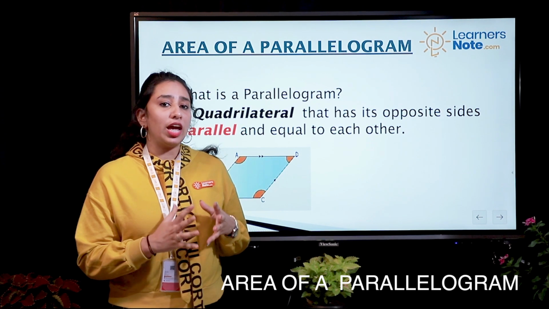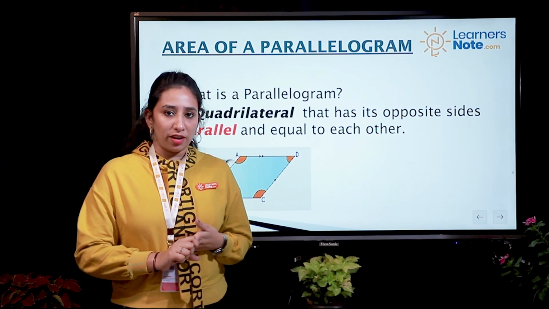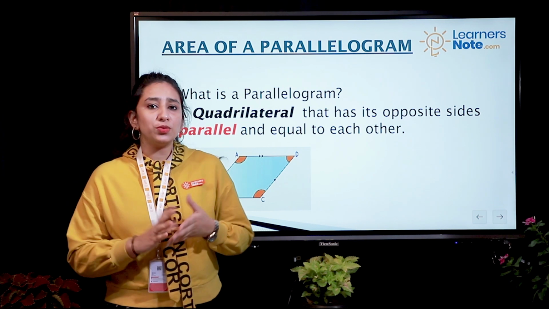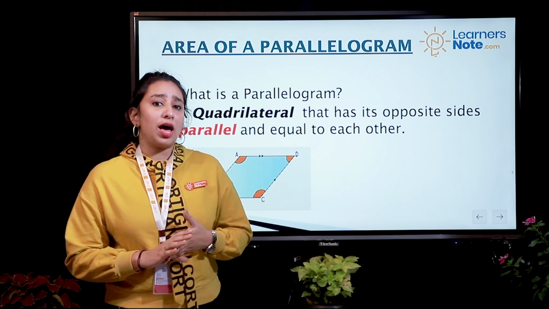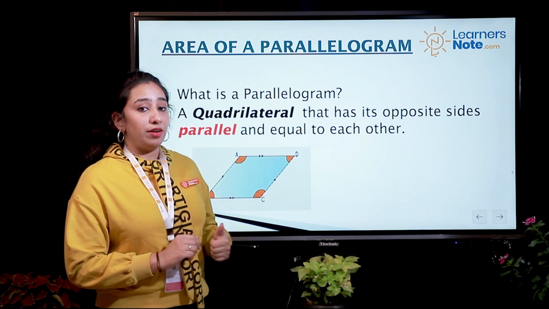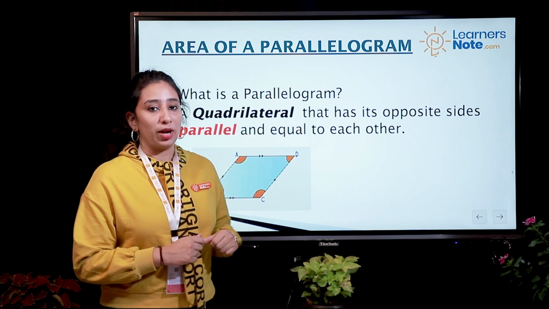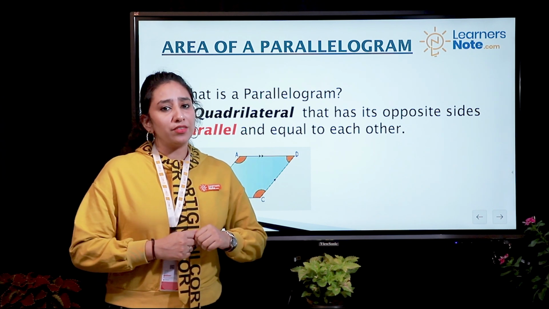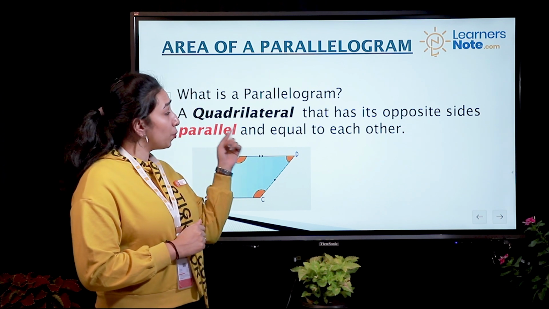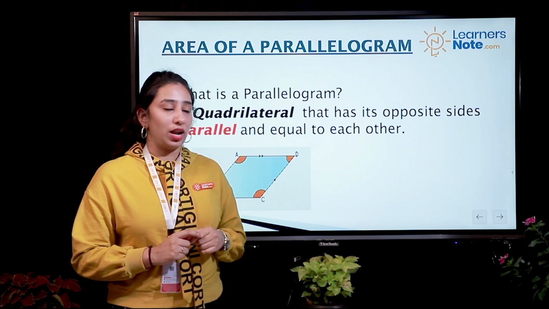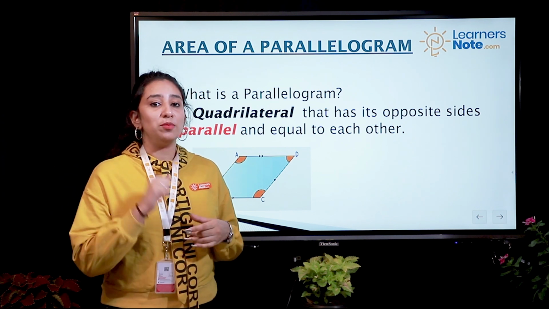Before going into the area of a parallelogram, let me ask you, what is a parallelogram? I hope you have learned what a quadrilateral is, because you might be familiar with parallelogram from the word quadrilateral. This word has a lot of importance for parallelogram. A quadrilateral is any closed polygon with 4 sides. A parallelogram is also a kind of quadrilateral which has opposite sides equal to each other, and at the same time they are parallel.